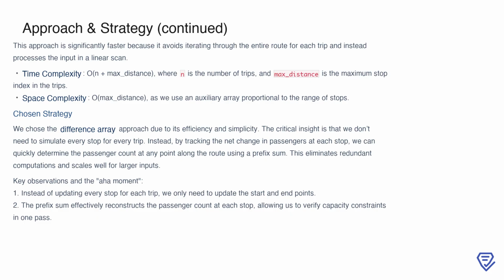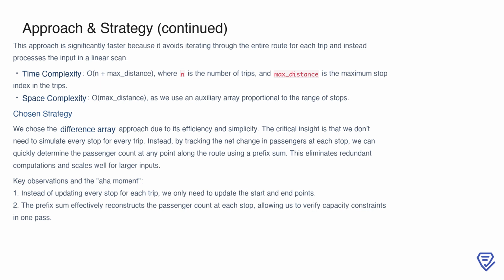This optimized technique brings a significant speedup by avoiding the need to simulate every stop for every trip. Instead of performing multiple iterations, the process becomes a linear scan, which is far more efficient. Specifically, the time complexity is reduced to O(n + max_distance), where n is the number of trips, and max_distance is the maximum stop index in the trips. The space complexity remains O(max_distance), as the auxiliary array still needs to account for the entire range of stops.